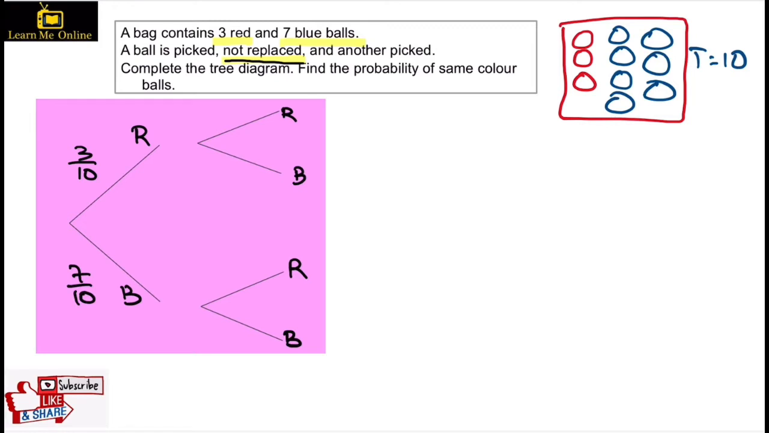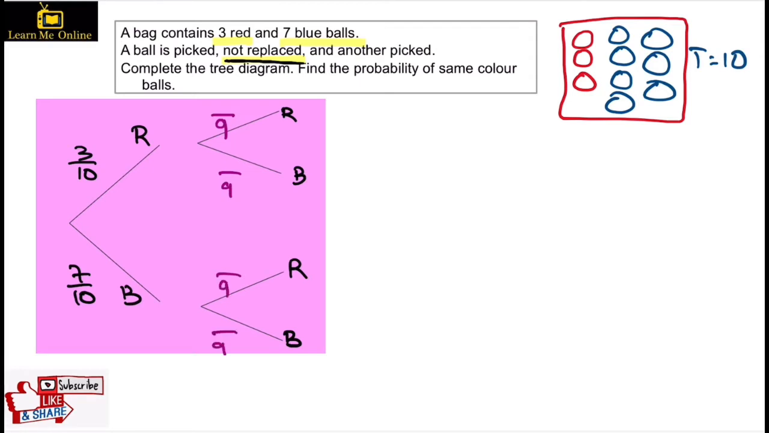The total number of balls initially in the bag was 10, but they picked up one ball from the bag, and we don't know which ball they picked up. It could be the red ball or the blue ball, so we need to consider both situations. All I know is that it's not replaced, which means the new total number of balls remaining in the bag is 9 instead of 10. So I'm writing all the denominators as 9.